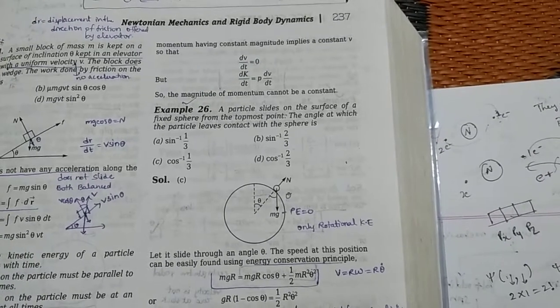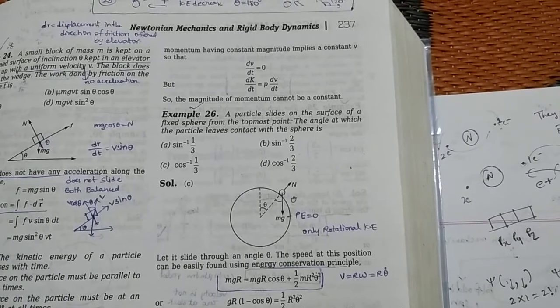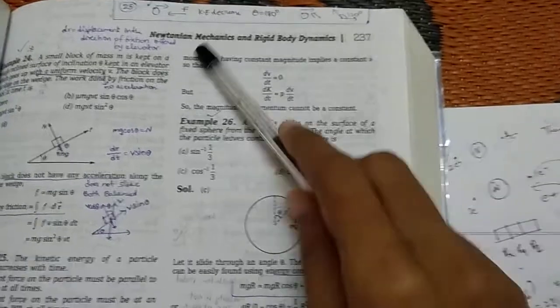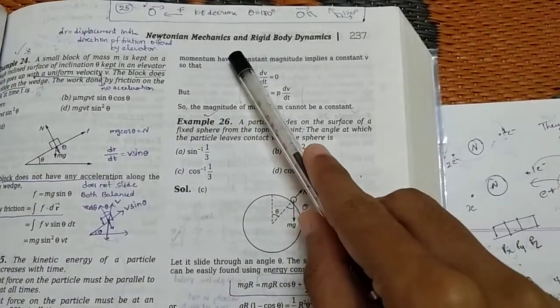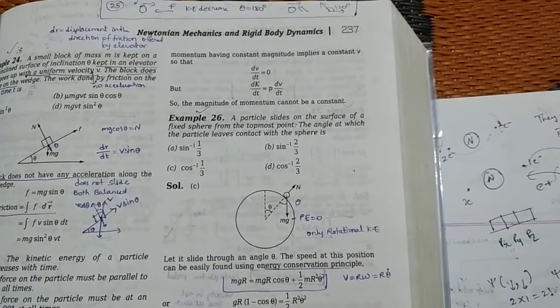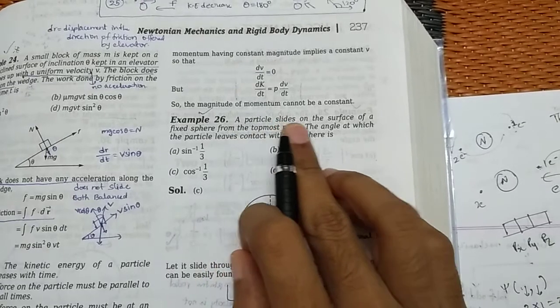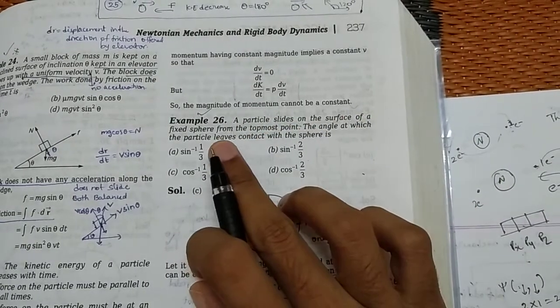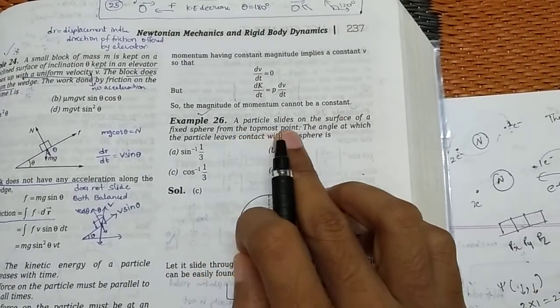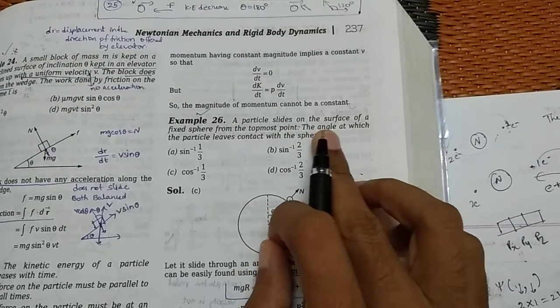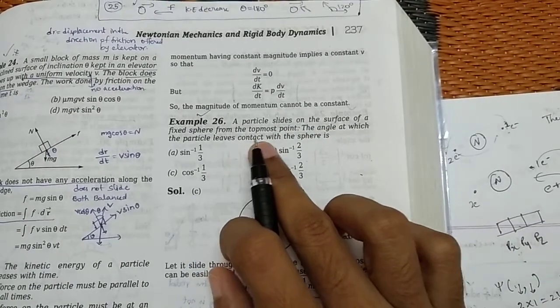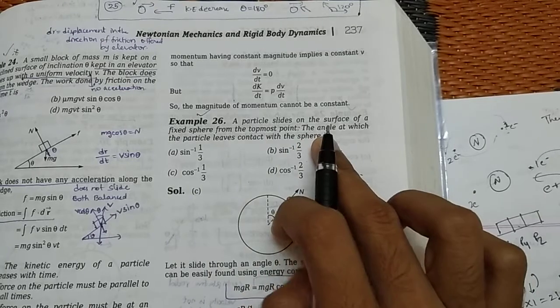Let's discuss a problem from classical mechanics, and it comes under the topic Newtonian mechanics and rigid body dynamics. So here is the problem. A particle slides on the surface of a fixed sphere from the topmost point. The angle at which the particle leaves contact with the sphere is.